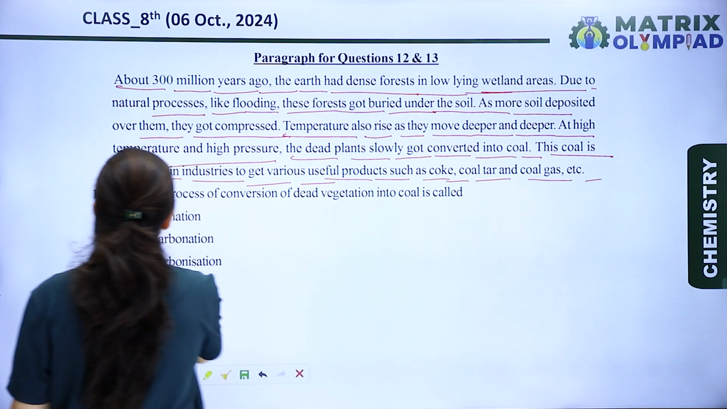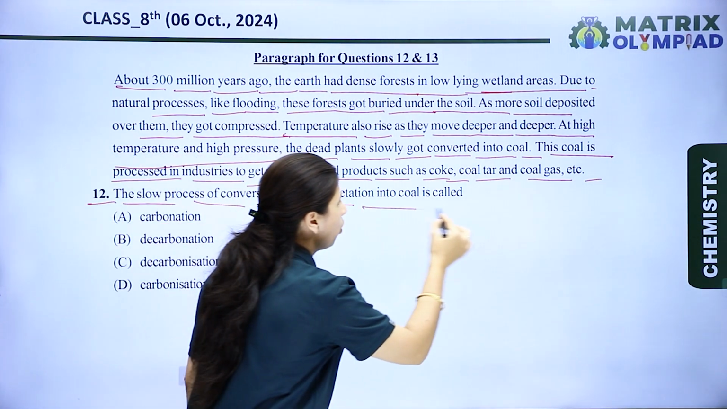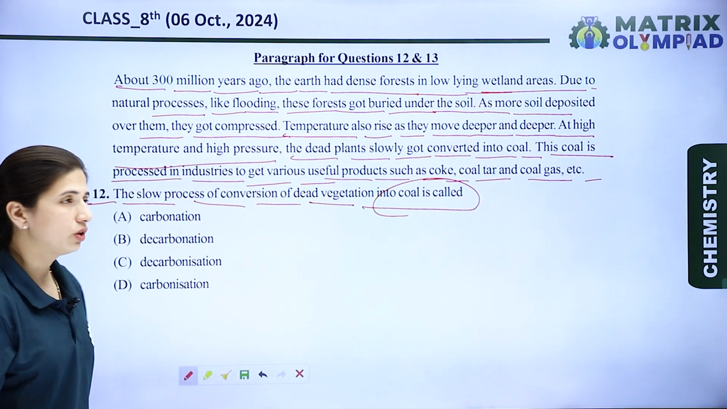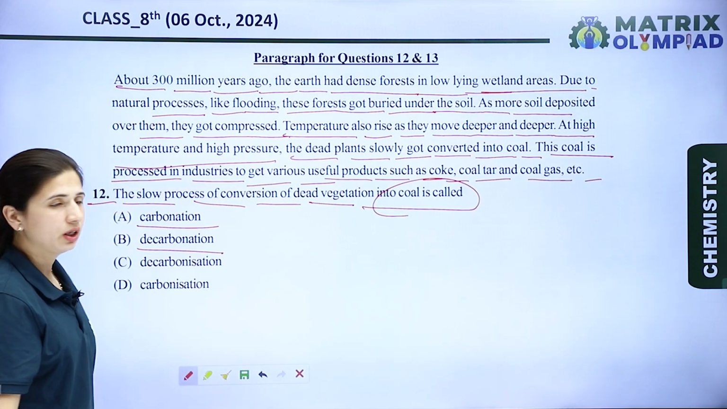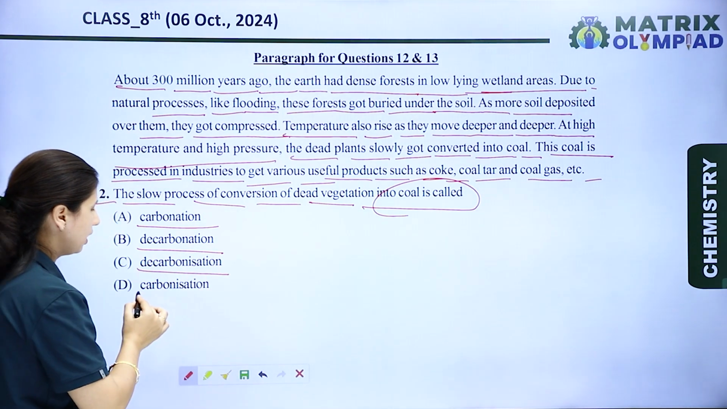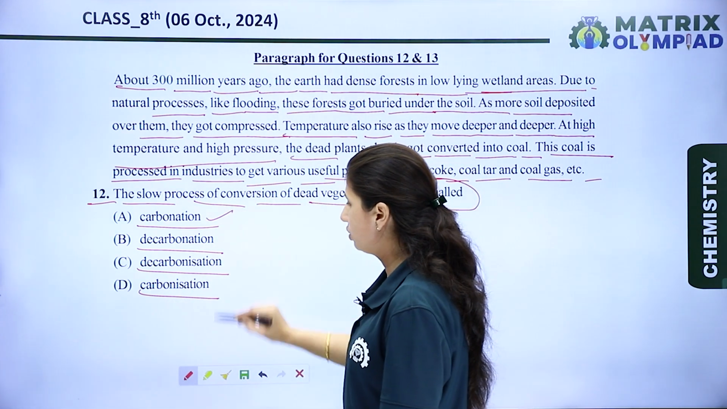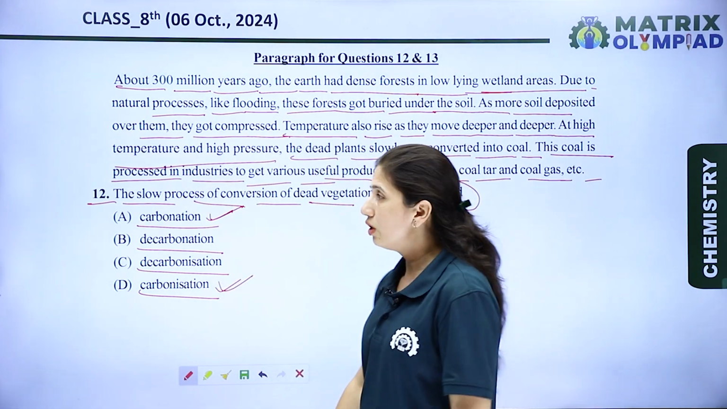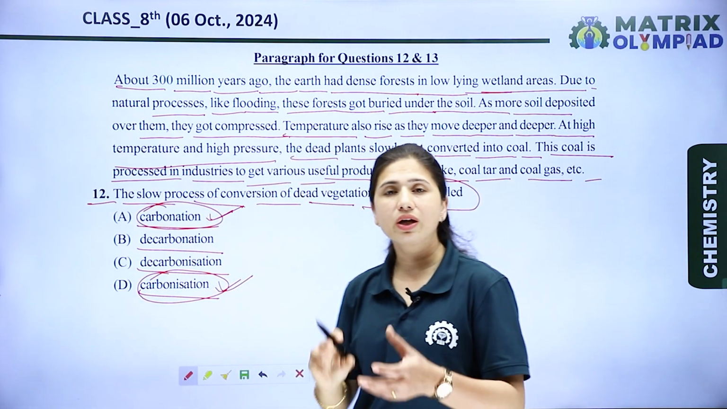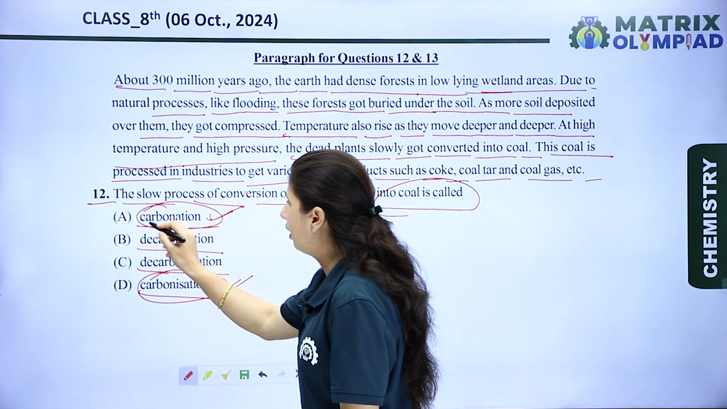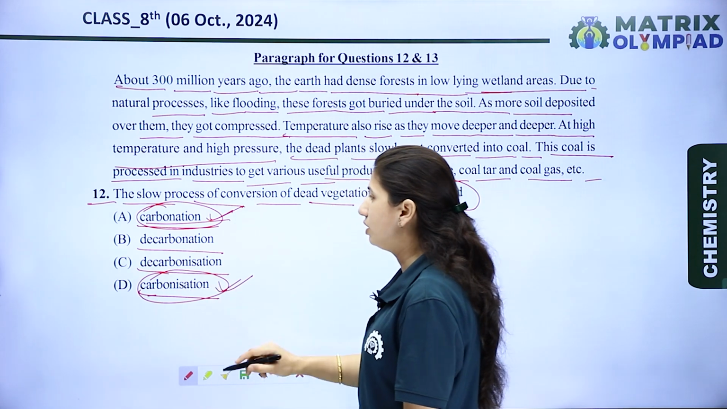Okay, now the question is, the slow process of conversion of dead vegetation into coal is called. Okay, so there are 4 options: first carbonation, second decarbonation, third decarbonization, and fourth carbonization. So there are 2 similar options: carbonation and carbonization. By these names they look so similar. So first we discuss carbonation. What is carbonation and what is carbonization?